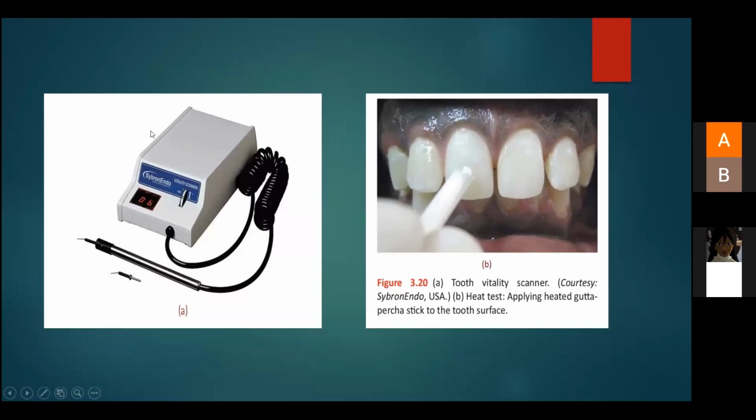Now this is the electrical heat carrier which can be used, and this is the GP. This is not a usual GP that we use for obturation. It's a GP stick. The stick is being heated to 65 the moment when it starts melting, and you have to apply it on the tooth for 5 seconds. I hope you understand this heat testing part. If you want me to repeat, you can see in the chat box also once again.